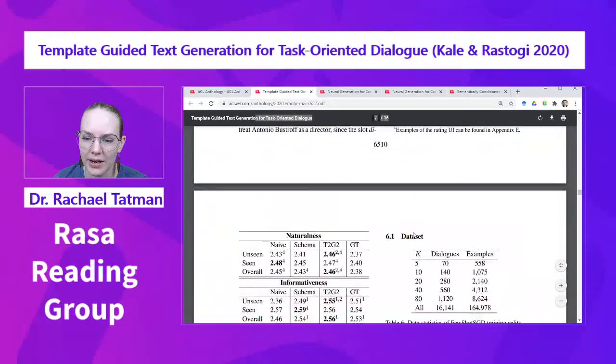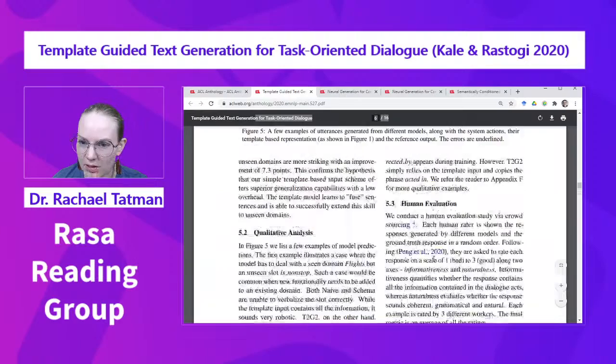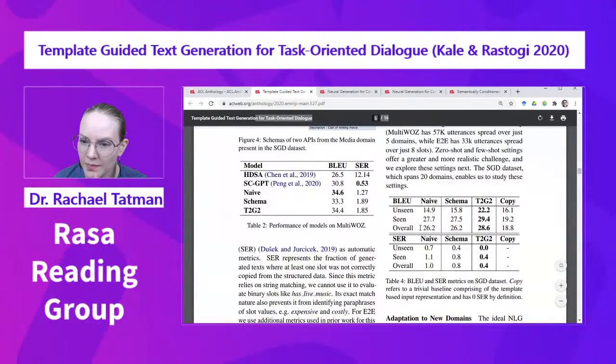There was something very funky where the unseen ones had better performance. Seen overall, the naturalness. Maybe it wasn't this one. Yeah, here we go. So the unseen were worse than the seen. What are these? BLEU and SER metrics.